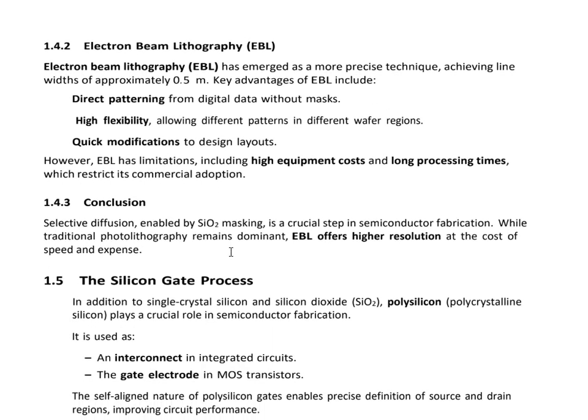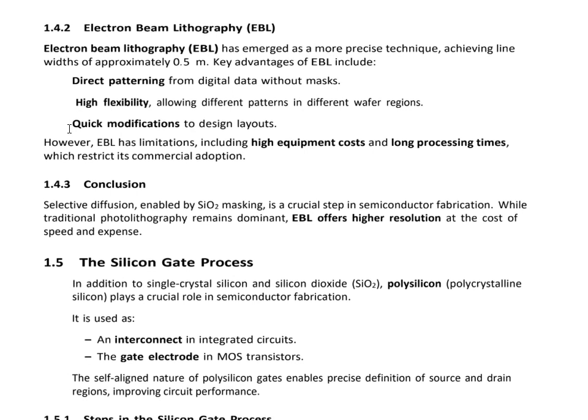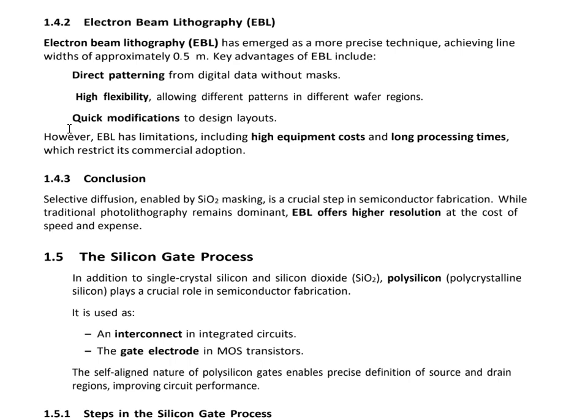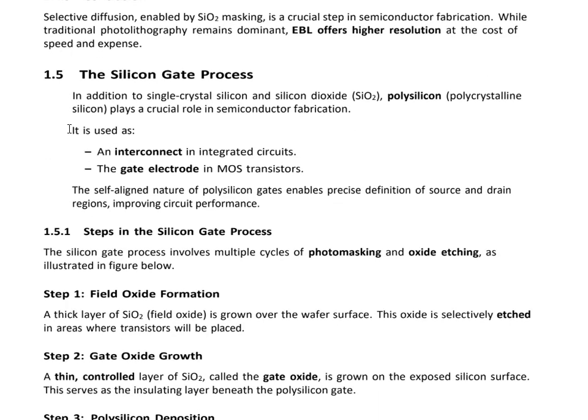The next process is electron beam lithography, which has emerged as a more precise technique for achieving fine line widths. It allows direct patterning from digital data without a mask, and it also has high flexibility, allowing different patterns in different wafer regions. The conclusion is that EBL, electron beam lithography, offers the highest resolution at the cost of speed and expense.